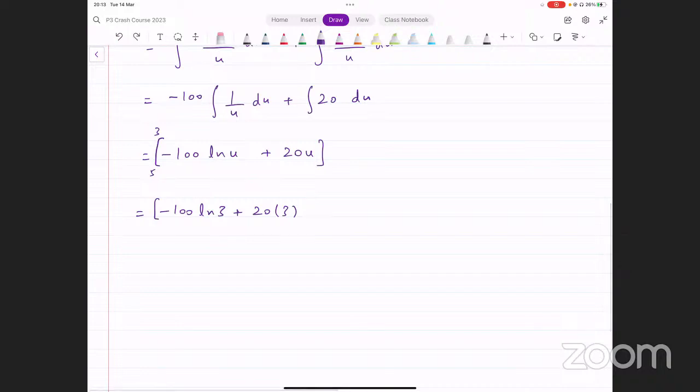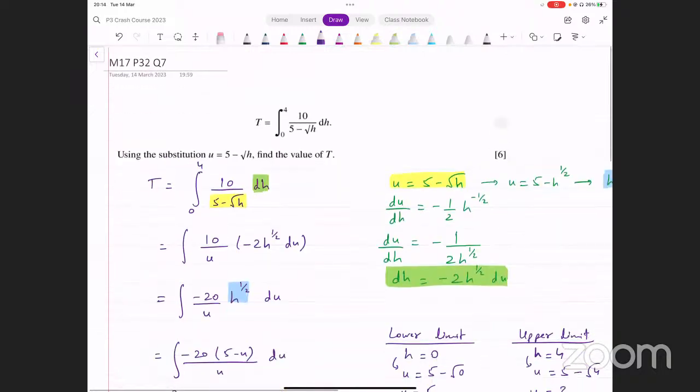Subtract from this minus 100 into ln of 5 plus 20 into 5. I just need to evaluate this and see what that gives you.